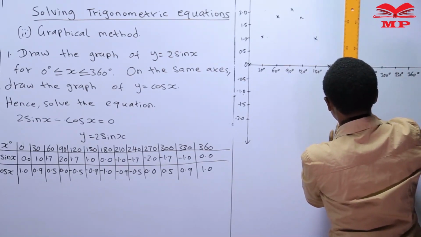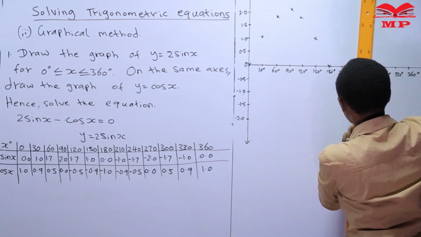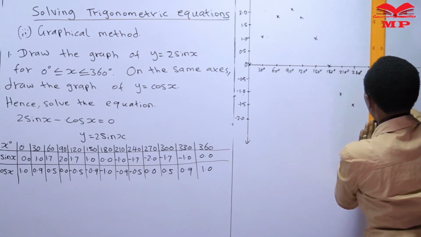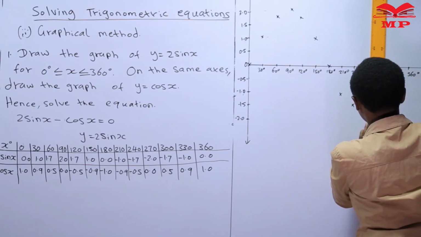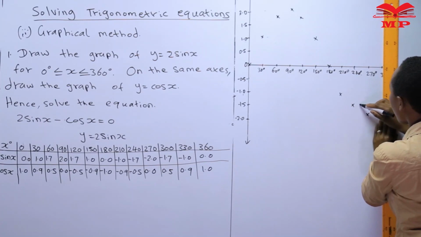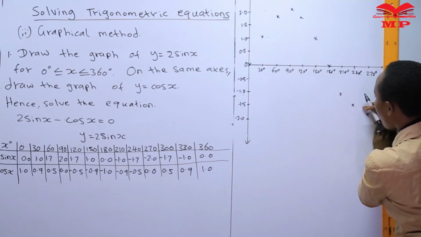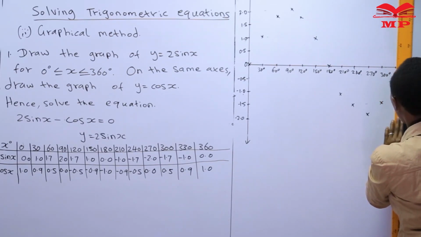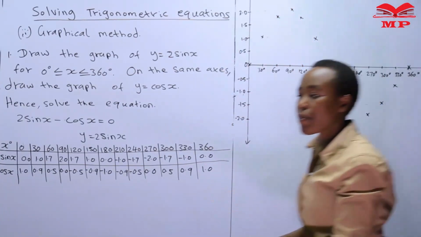So in this case, we have a point that way. Then 240, we have -1.7, which is somewhere here. Then 270, we have -2, which is here. Then 300, sorry, we have -1.7, which is here. Then 330, we have -1, which is here. Then finally 360, we have 0.